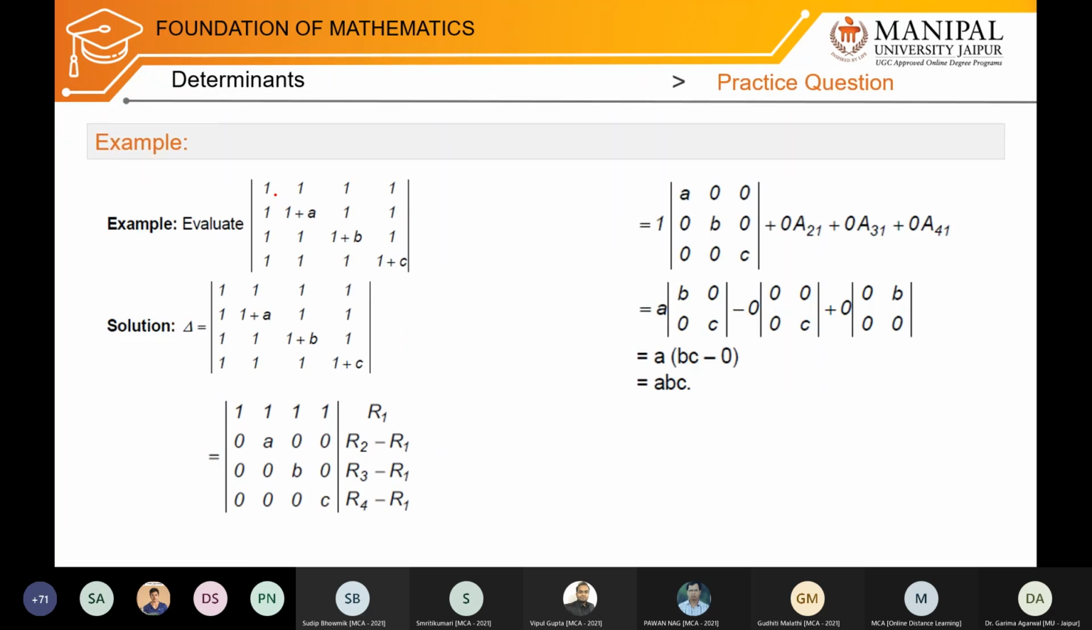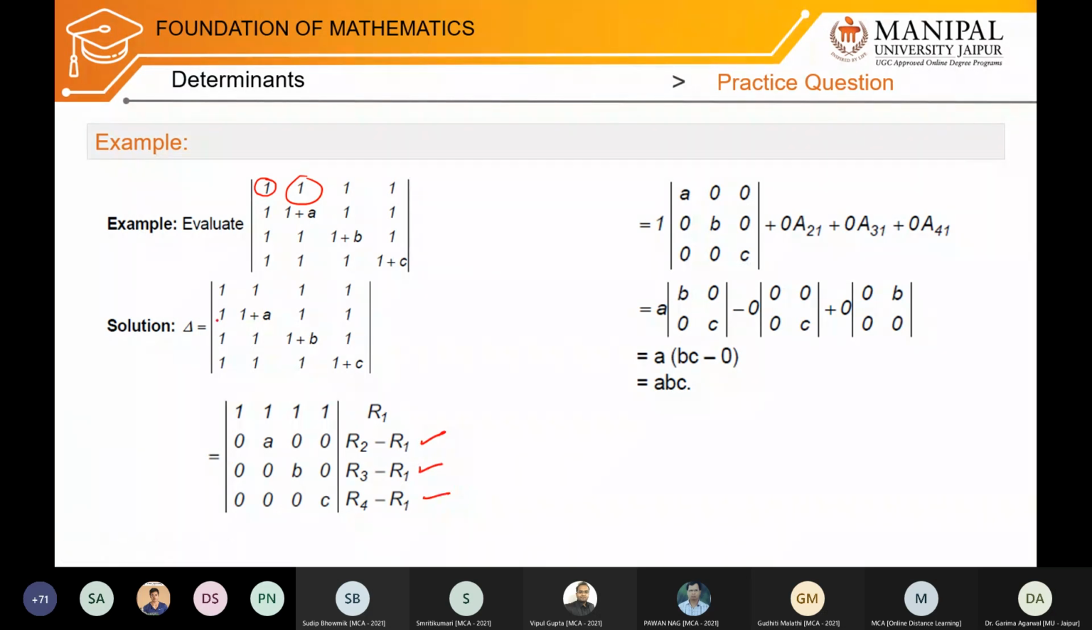Similarly, in this example, it's a 4 cross 4 matrix. If we apply this process, for this element we hide this row and column and write the remaining elements, then for this, so it's a lengthy process. So what we'll do, we'll apply some elementary transformations. This kind of transformation is known as elementary transformation. You can choose these transformations as per your convenience.